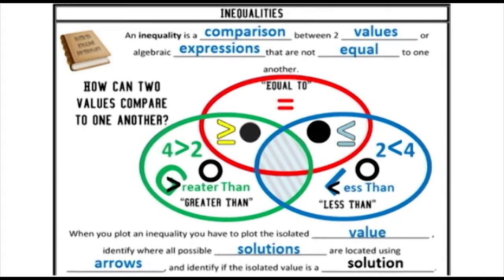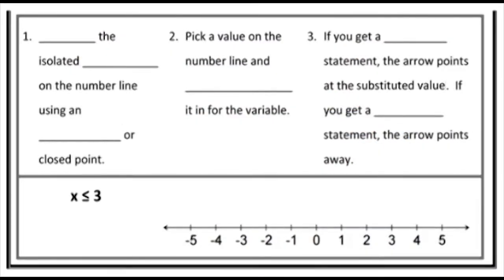Less than or equal to and greater than or equal to are plotted with closed points because the isolated value is part of the solution, which means if you plugged that particular integer or value back into your inequality, you would get a true statement. To graph an inequality, start by plotting the isolated value on the number line using an open or closed point depending on the type of inequality that you're dealing with.